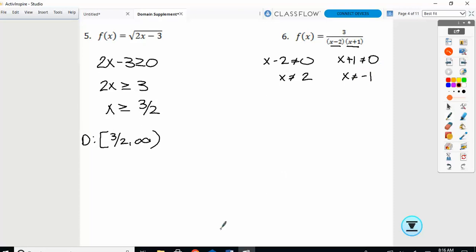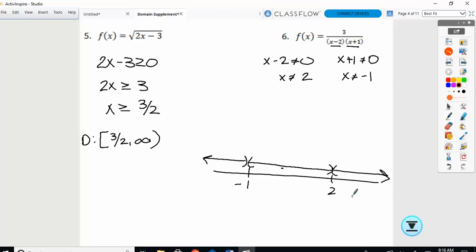The interval notation, when you have multiple things x can't be, gets a little bit annoying. Because if we think about it on a number line, we can have everything except -1 and 2. So it would be everything smaller than that, so negative infinity to -1. Everything between them, so union -1 to 2. And then everything bigger than 2, so union 2 to infinity. So it's a little cumbersome.